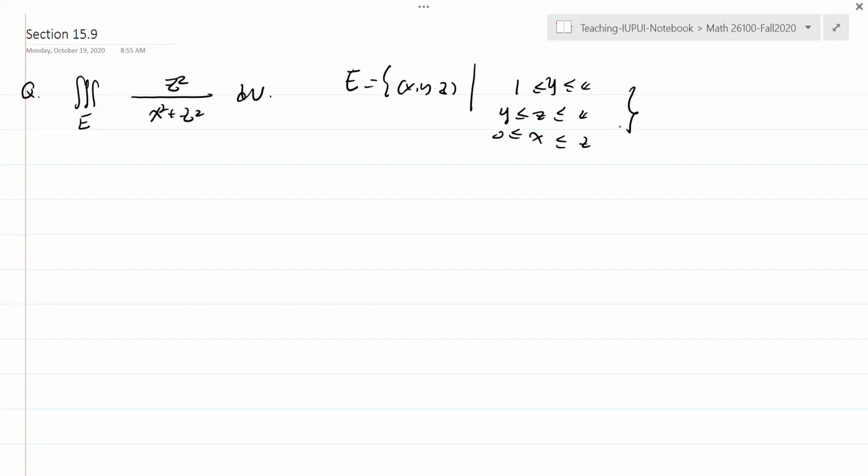This is pretty complicated. The description is hard to draw, honestly. So let's try to sketch the graph, because that helps us set up the iterated integral for this. Y is between 0 and 4, so this could be this whole line, between 1 and 4.